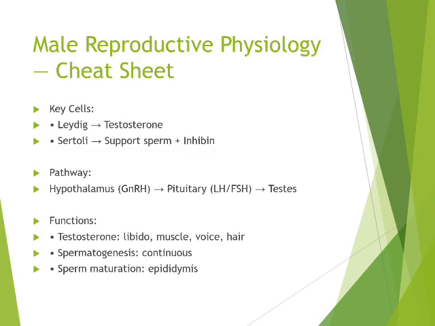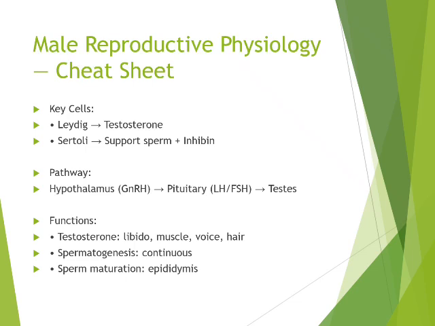Male reproductive physiology: cells like Leydig cells secrete testosterone, and Sertoli cells support sperms and secrete inhibin. The pathway is the hypothalamus, pituitary, testes, a hormonal pathway. The function of the male reproductive system is to secrete testosterone.